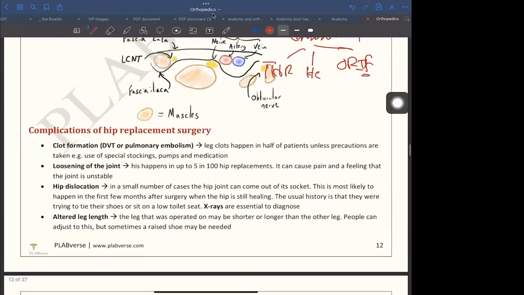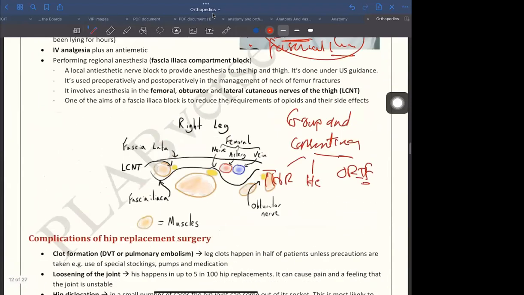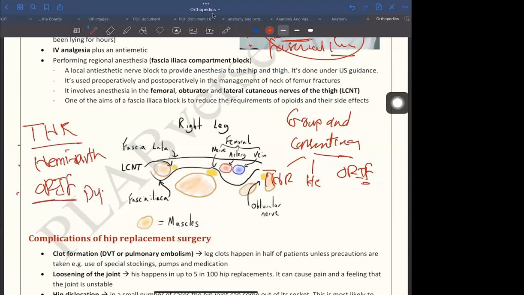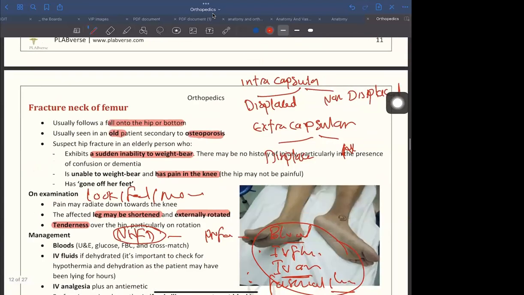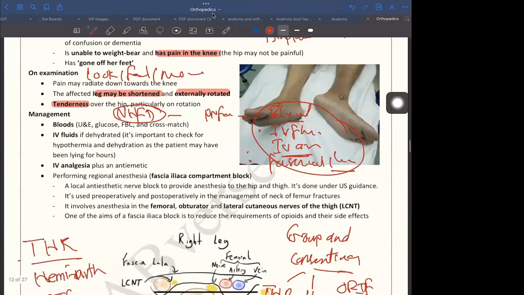So what are the complications? As I mentioned earlier, the treatment options are either total hip replacement or hemiarthroplasty, which is half hip replacement, or open reduction internal fixation using either a dynamic hip screw or an intramedullary nail, IM nail, okay? These are the options. If it's an intracapsular fracture, most of the time you will do a replacement, depending on the patient's age. If it's an extracapsular fracture, you can do ORIF, all right?